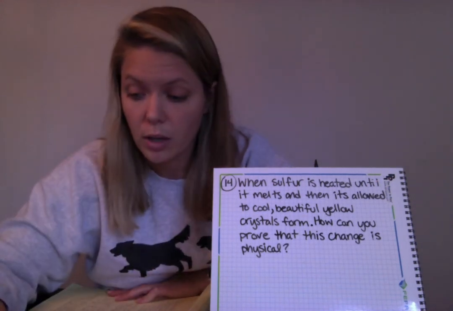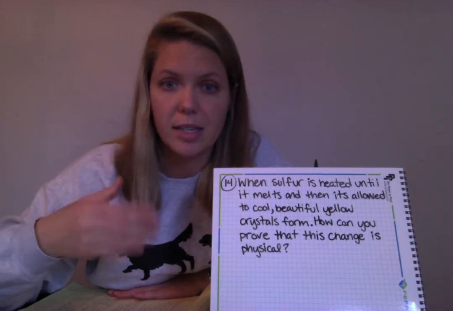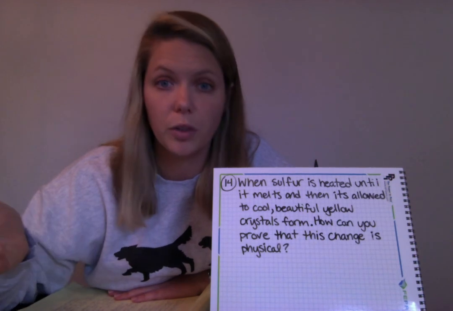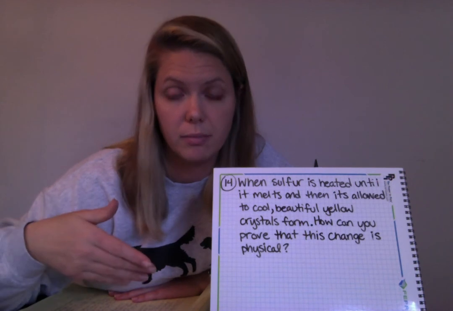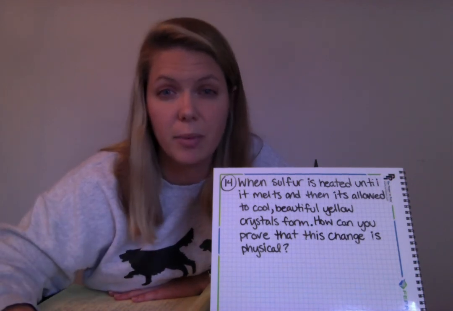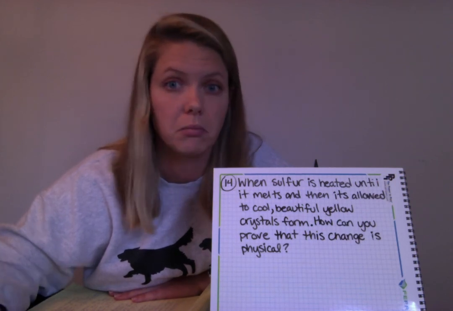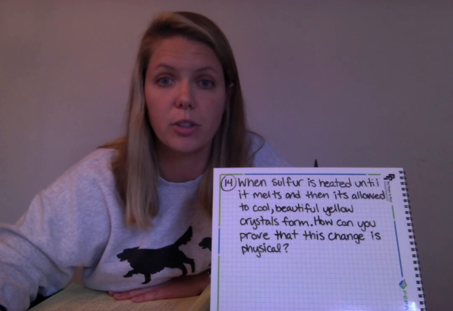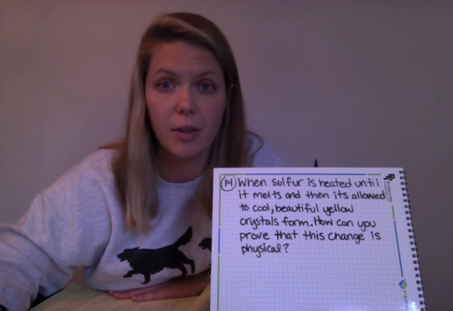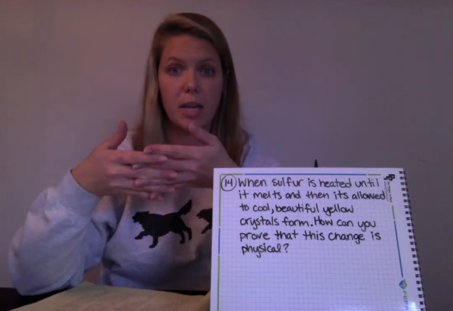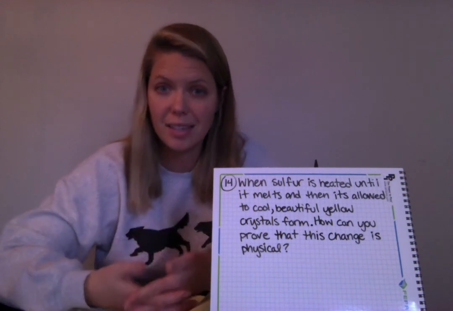So they want to know, how can we prove that this change is physical? Think for a second. We just read that it's heated up. Then we read that it cooled down. And it went from liquid to solid. All right, maybe it changed color from the beginning to the end, but did we add anything else into this reaction? No, we didn't add anything to the sulfur to make it into anything else. All we did was heat it up, have it melt, and have it reform into a different crystal and make this yellow color. So this is a physical change because it's still silicon.